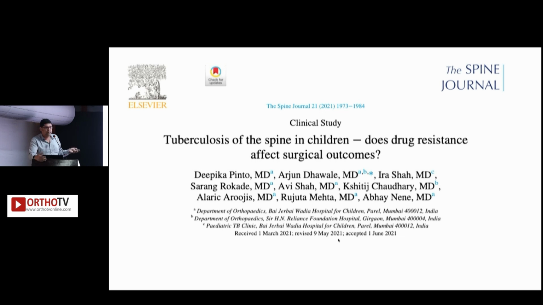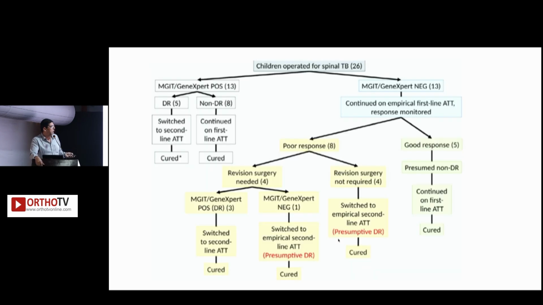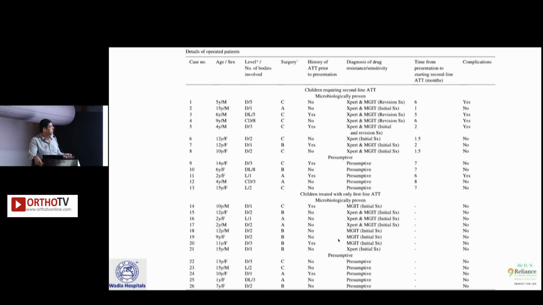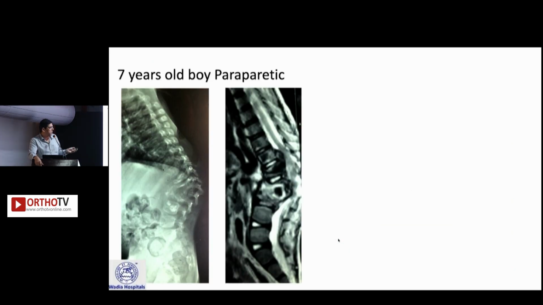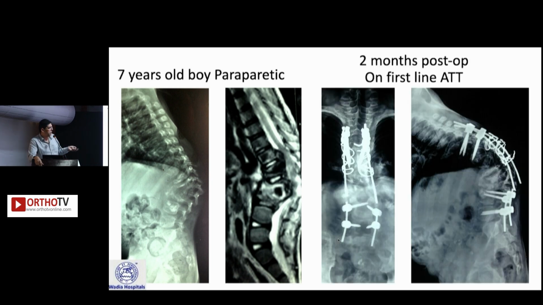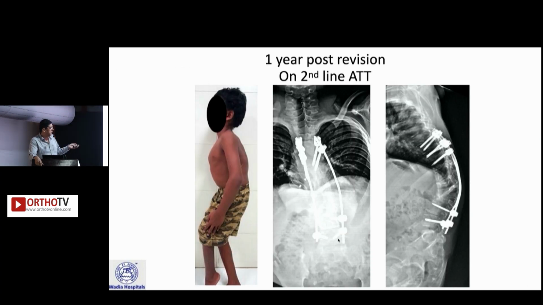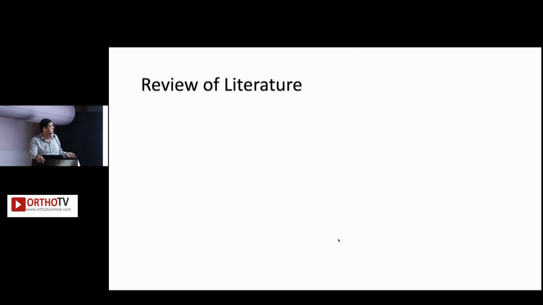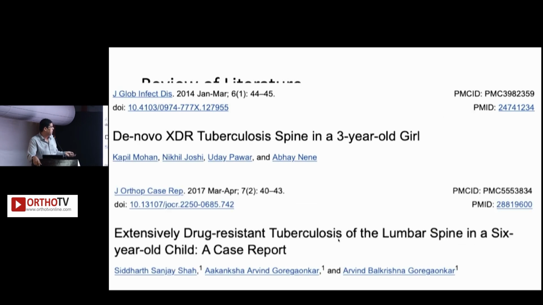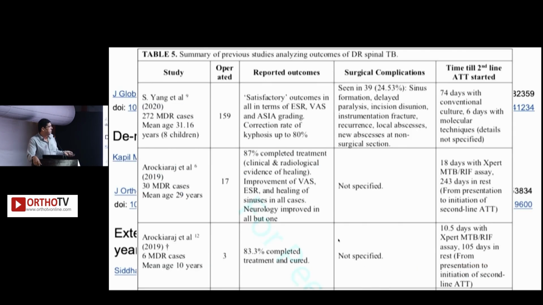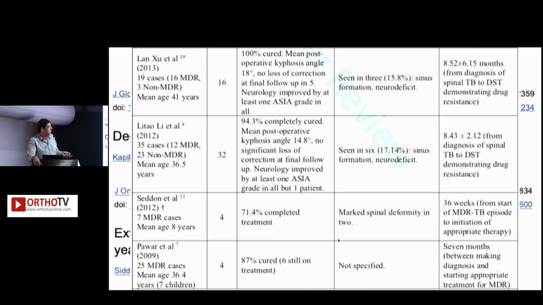This part of the surgical study we had published in the Spine Journal, and the conservative series is under review right now. So this is just to show you the outcomes and the problems which we faced more so in the drug resistant group. This shows 5 bodies involved, failure, and this child also had tuberculosis of the hip. You can see there's a hip flexion deformity. And the review of literature, a lot of work done by Dr. Nene on this, okay, basically just to show you some of the literature that's looked at.